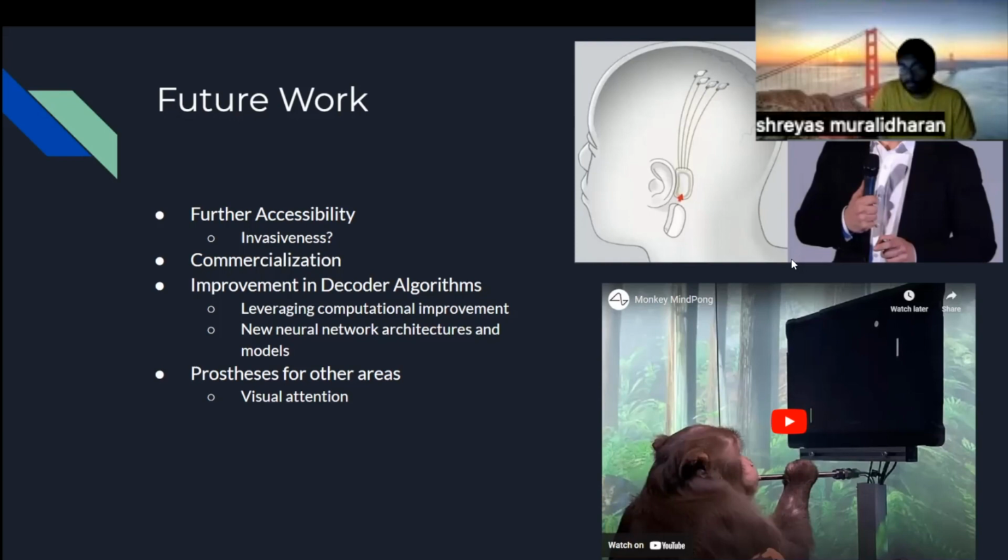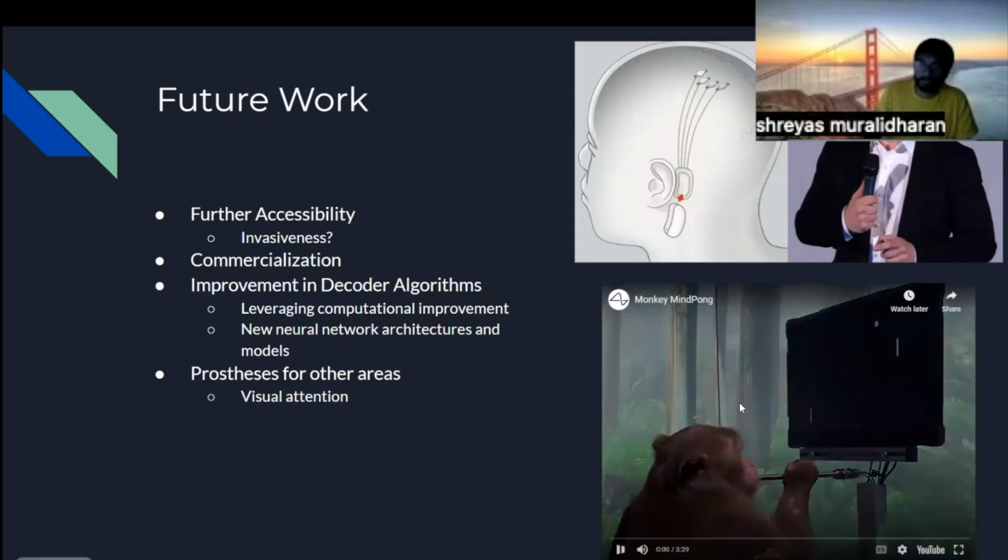And then we can improve decoder algorithms, leveraging computational improvement, so you can increase the complexity of the model. These days we use very sophisticated neural networks. And then also, this is not only confined to motor. As I said, the brain has many different areas, and if you record from those different areas, you could presumably use them for different functions. So I'll just show this video very briefly.